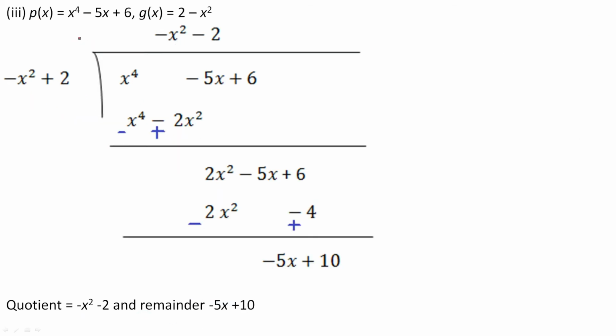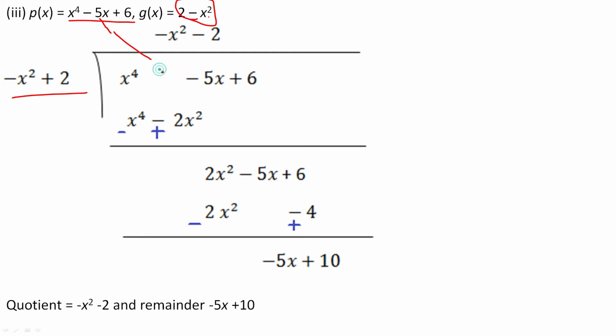Question number 3. Again p of x is given, its degree is 4, so you will have x power 4 minus 5x plus 6 divided by g of x is equal to x minus x square. Just change the order because it is not in proper form, so x square write first, 2 write next. So in this way g of x can be written as minus x square plus 2.